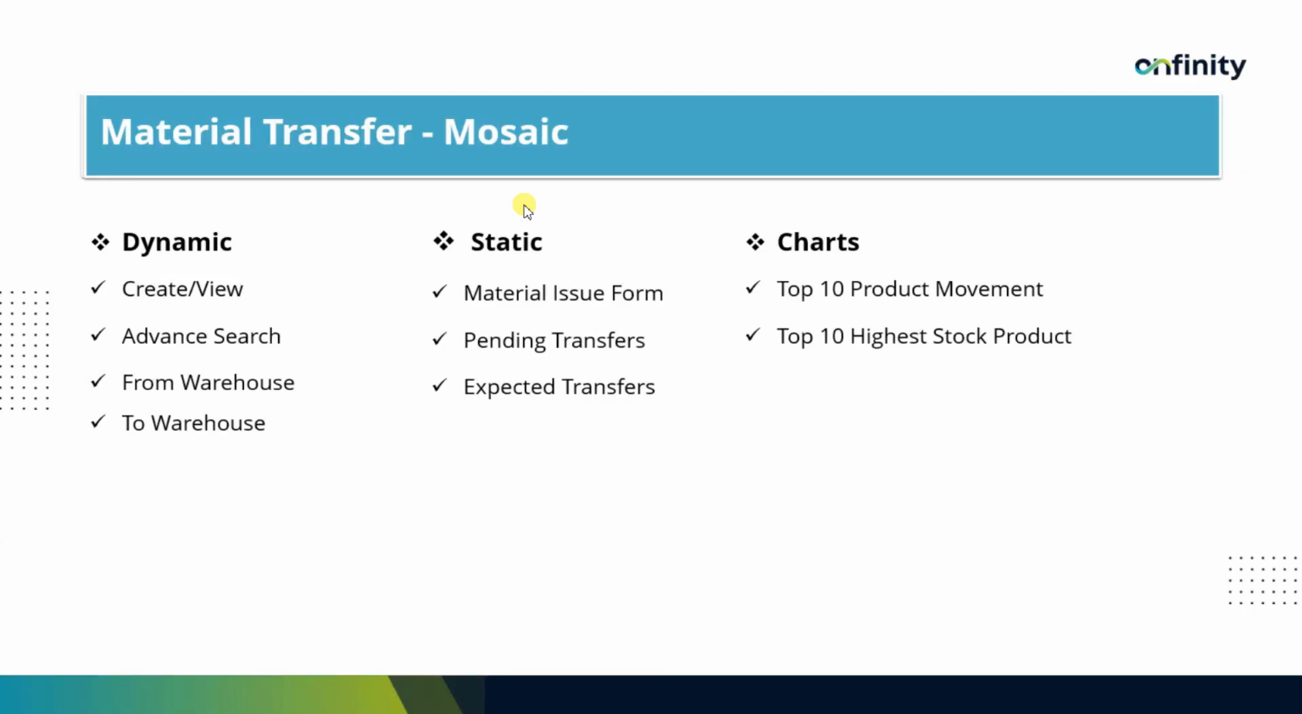Moving back to the PPT, our next topic is material transfer screens that we have already seen on the landing page of the material transfer, where create view is used to add a new record directly, and view for viewing the existing record, advanced search, from warehouse and to warehouse to filter the records based on these available options. In static, we have material issue form to open the material issue form, and pending transfer and expected transfer used to create records directly for the available requisitions. The charts are indicating the data as of available records.